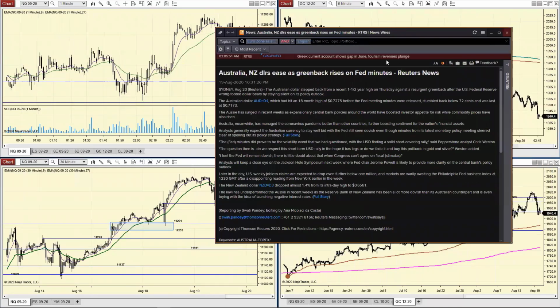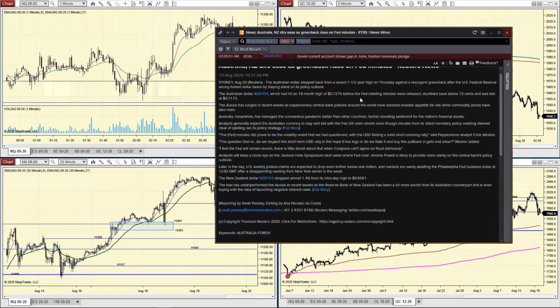Australian and New Zealand dollars ease as the greenback rises on the Fed minutes. The Australian dollar stepped back from a recent 1.5-year high on Thursday against a resurgent greenback after the U.S. Federal Reserve wrong-footed dollar bears by staying silent on its policy outlook.